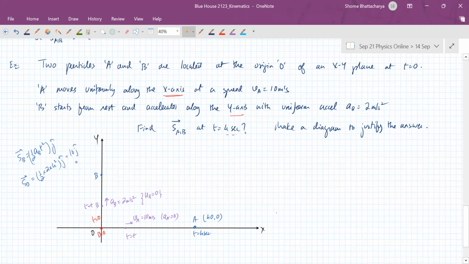16 j cap. Sir, after that 20 wala answer, I gave you another also. Is that correct? Yeah, that's correct, Nitish.